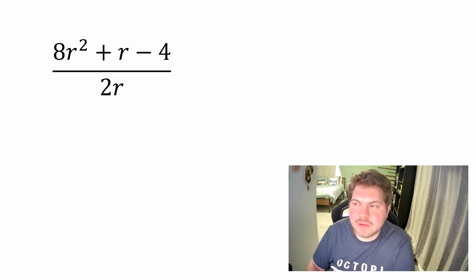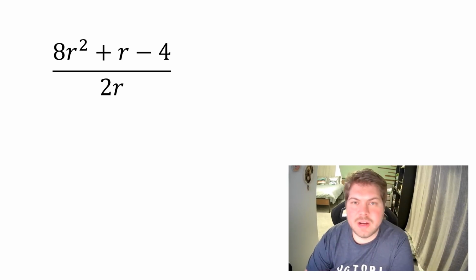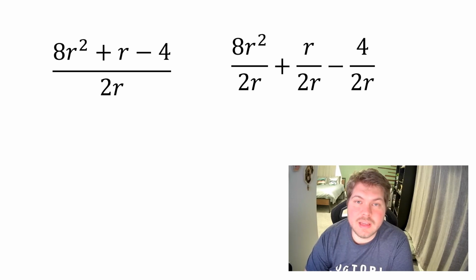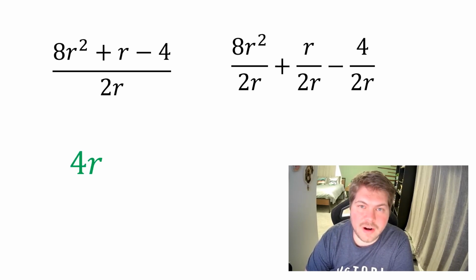All right, so there's one like this on your homework assignment or your Connect Ed assignment, and you're going to do 8r squared plus r minus 4 divided by 2r. Now look at these as individual pieces. 8r squared divided by 2r. 8 divided by 2 is 4, and then 1r is going to cancel out on the top and the bottom, leaving you with just 4r.